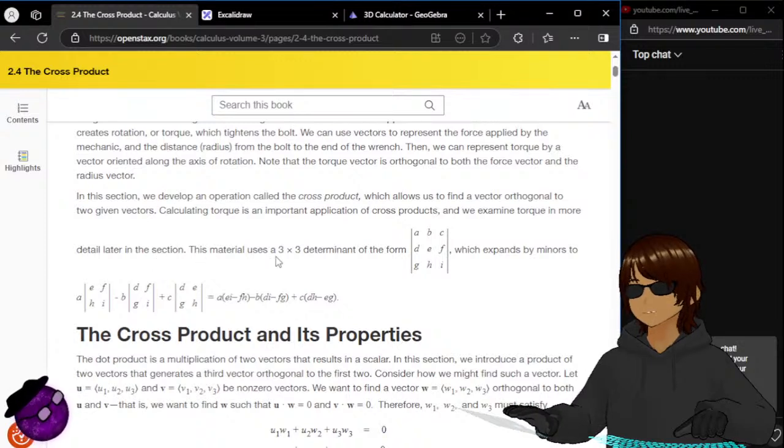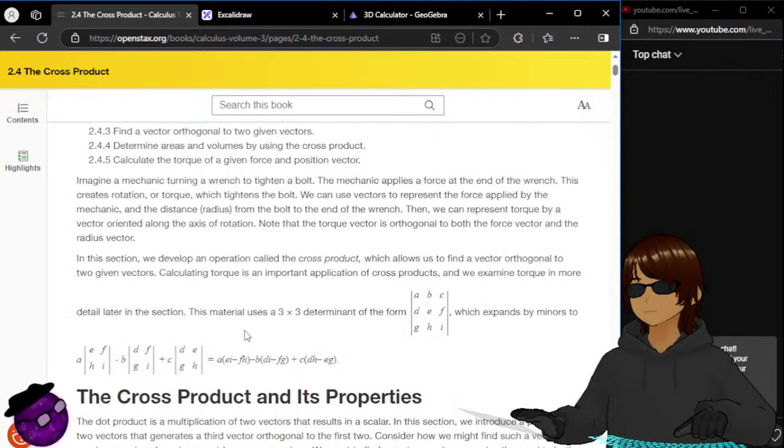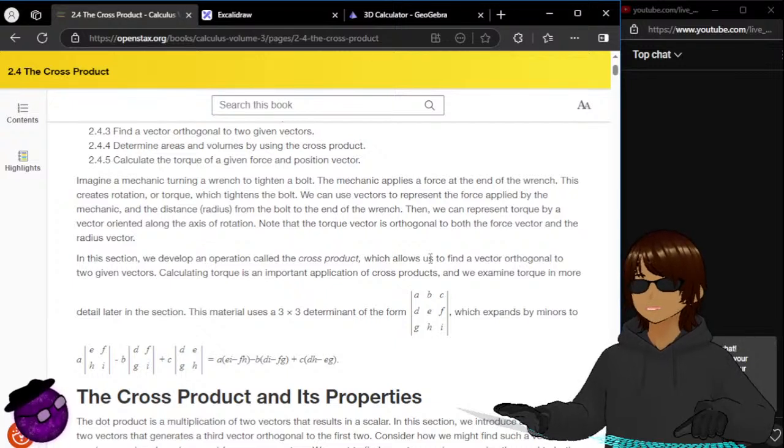This material uses a 3 times 3 determinant of the form ABC, which expands by minors to this. In this section, we develop an operation called the cross product, which allows us to find a vector orthogonal to two given vectors. Calculating the torque is an important application of cross products, and we examine the torque in more detail later in this section.